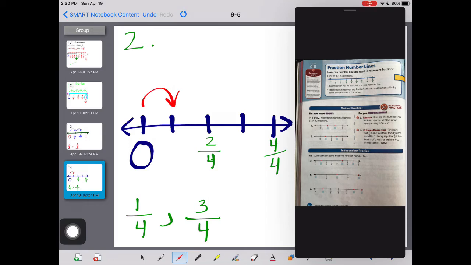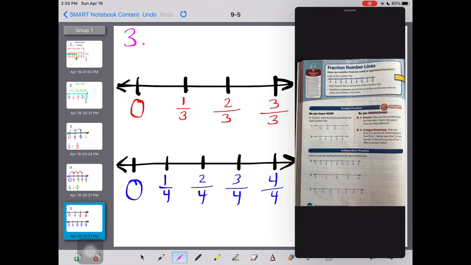So that's just 1 part. So the first part would be 1/4. 1 out of the 4. We go another part. There's 2. 1, 2, 2/4. Now we want to know where the 3/4 is, and I know you're guessing already. Here we go. Boom. 3 parts, 3/4.